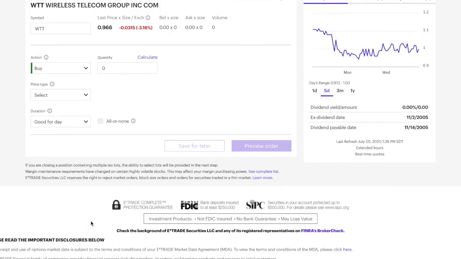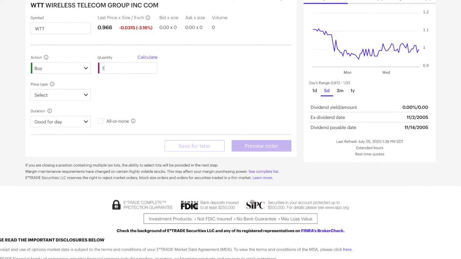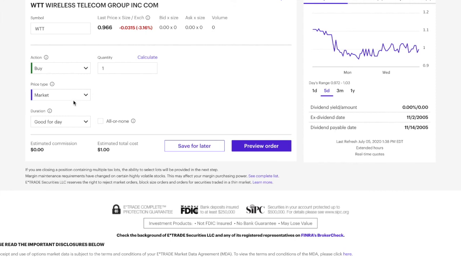Once you hit Buy, boom, here's your penny stock. You say you want to buy it. You want to buy, I don't know, 100 shares or 10 shares, or one, whatever the case may be. And you're going to hit Market, or whatever the price is going to be. For a prime example, there's going to be a fee attached. I think the fee for buying penny stocks is like $5 or $6 for E-Trade. It's not free on E-Trade to buy penny stocks, but there you go. You're going to hit Preview Order, and then you're going to confirm the order, and that's how you find and buy penny stocks with E-Trade.